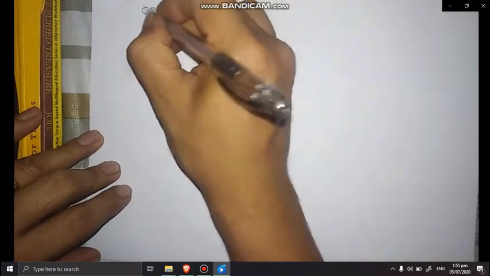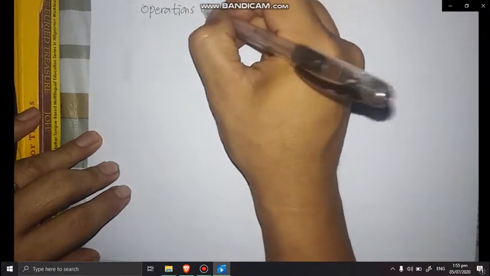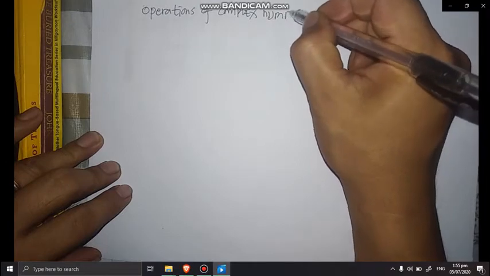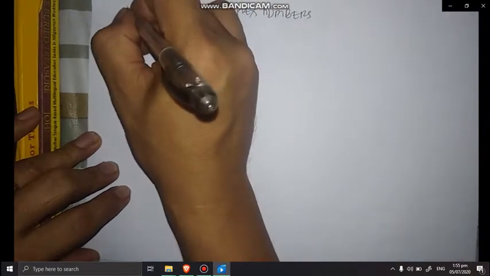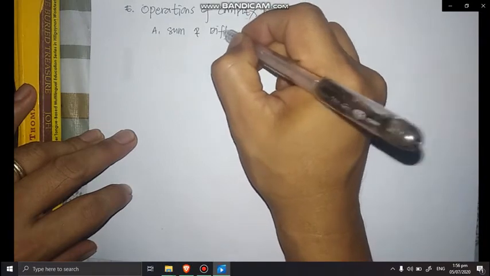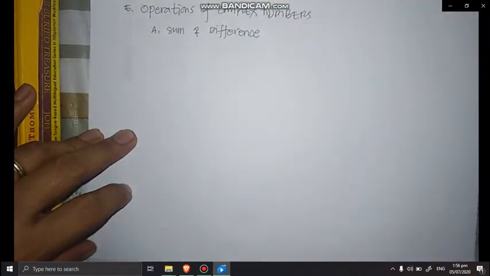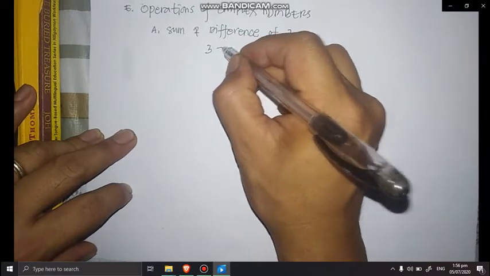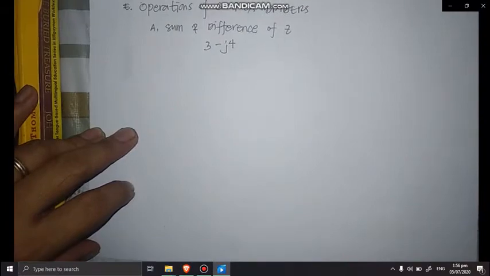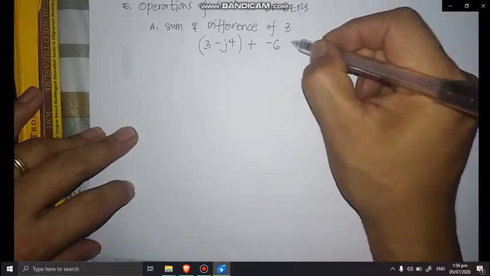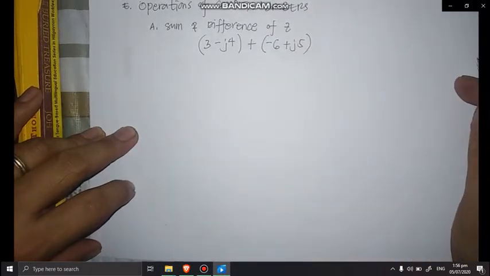Now let's go to the operations of complex numbers. When we say operations, that is addition, subtraction, multiplication, and division of complex numbers. Okay, let's proceed with the sum and difference of your complex numbers. Now, if I have here 3 minus j4, it's added to minus 6 plus j5, what will be the sum?